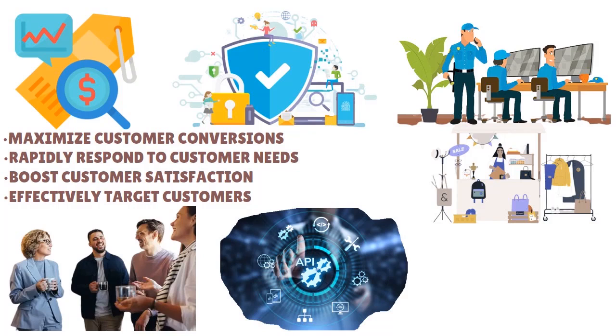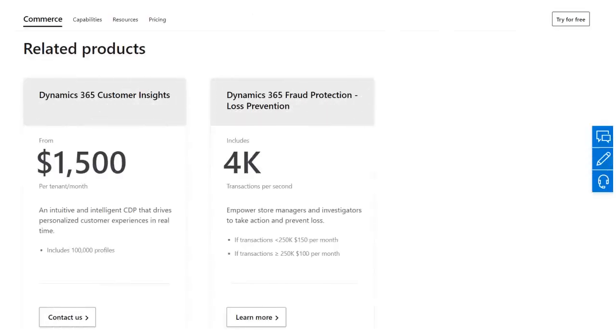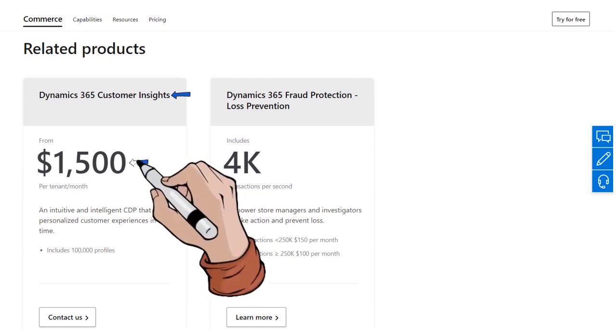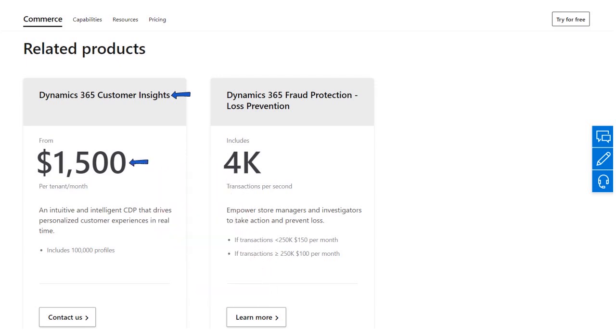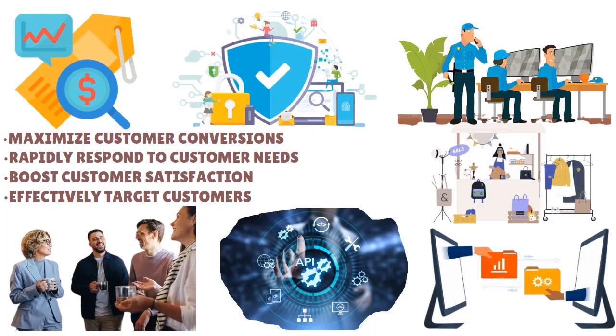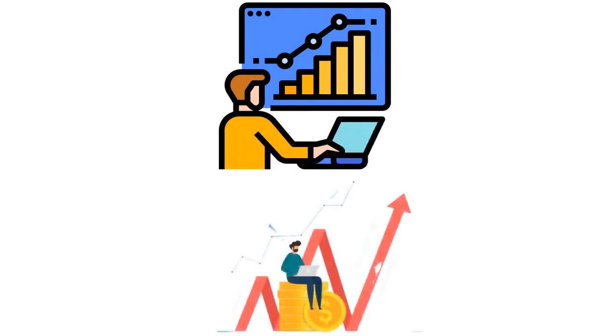The second screenshot I want to share with you here is the one that has related products. So Commerce wants you to really buy other stuff. You have Dynamics 365 Customer Insights, and here they're charging you $1,500 per tenant per month. Basically, this is good if you want more granularity around your customers' data. But to go with the CDP here, you want to have a certain level of traffic first, or a certain level of stores first, that will justify this return on investment.